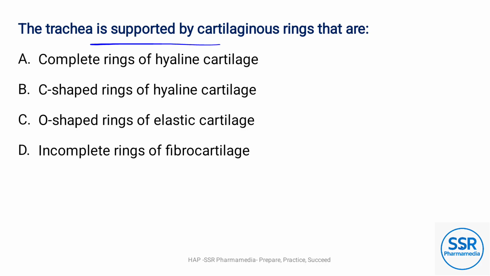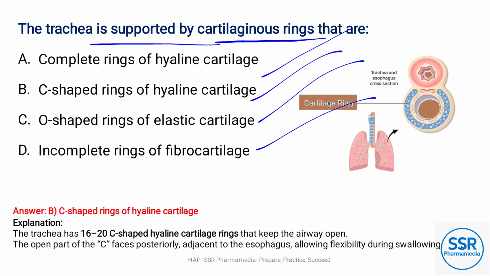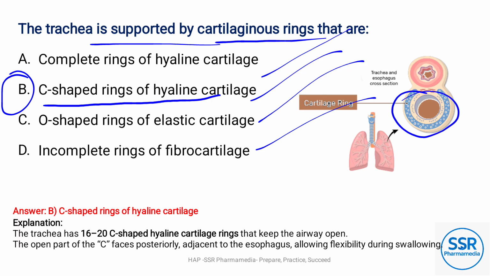Next, trachea is supported by cartilaginous rings that are: option A, complete rings of hyaline cartilage; option B, C-shaped rings of hyaline cartilage; option C, O-shaped rings of elastic cartilage; option D, incomplete rings of fibrocartilage. So the answer is option B, C-shaped rings of hyaline cartilage. It's a C-shaped ring of hyaline cartilage.